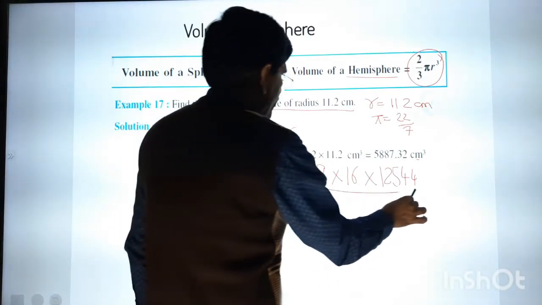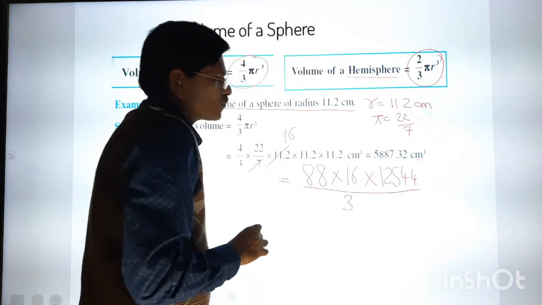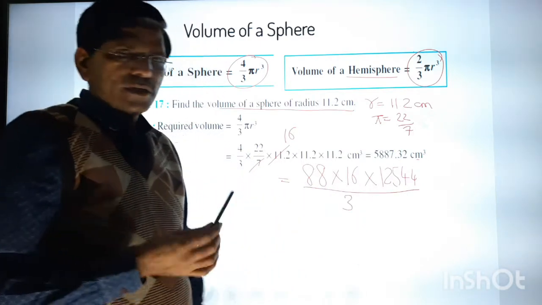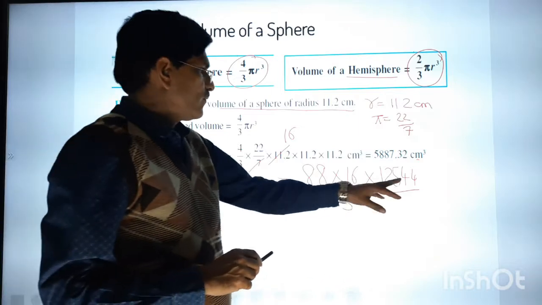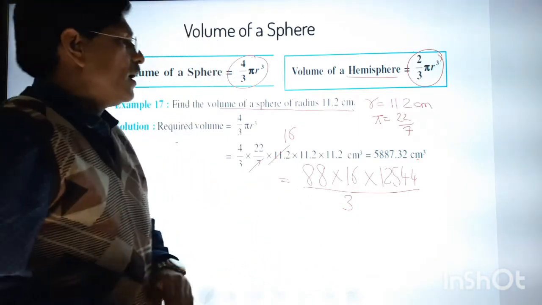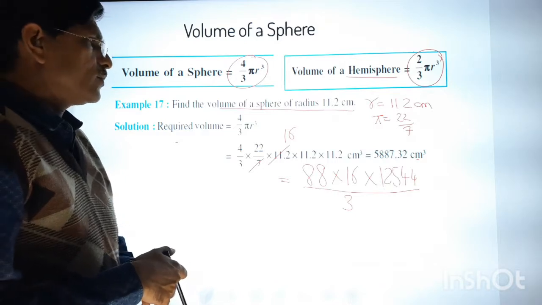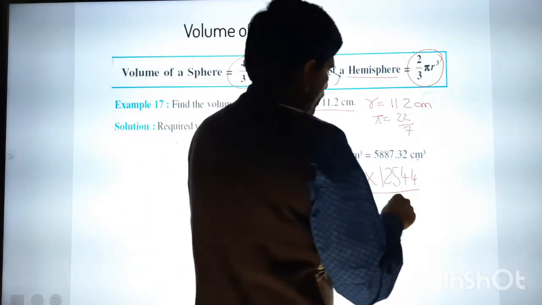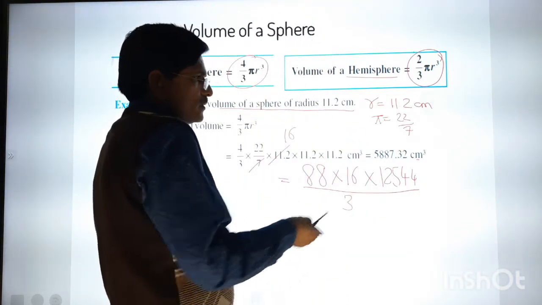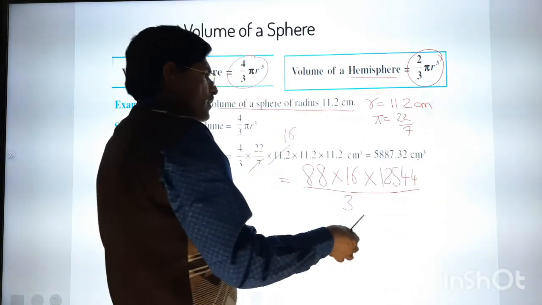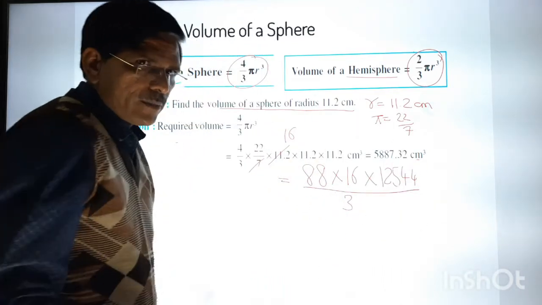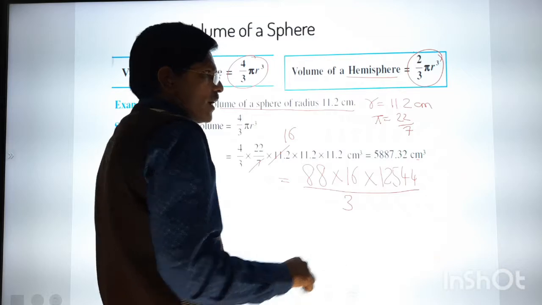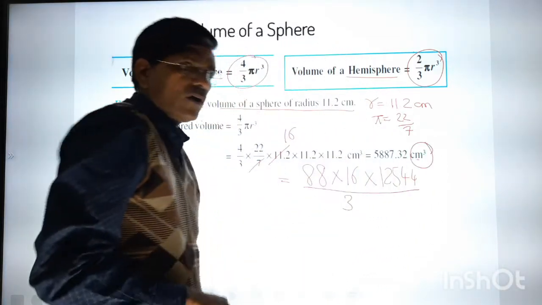Now again divided by 3. If you see properly here, 8 plus 4 is 12, so it is not possible to divide it. So 12544, again multiply by 16, again multiply by 88. Then we have to divide it by 3. So 12544 into 16, again multiplied by 88 divided by 3. You will get 5887.32 centimeter cube.